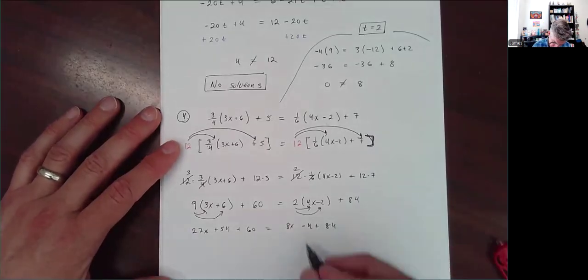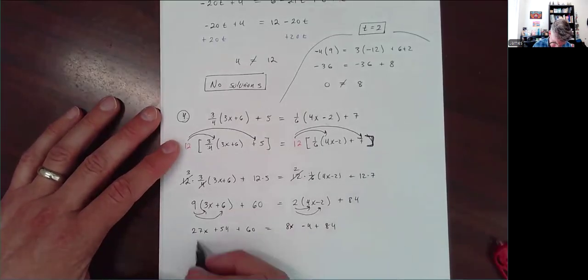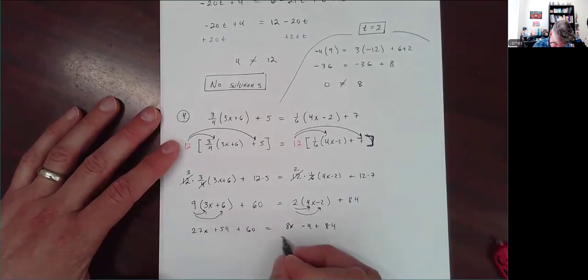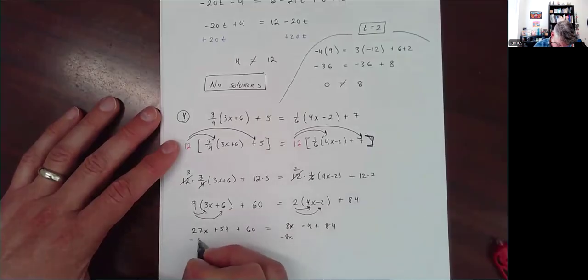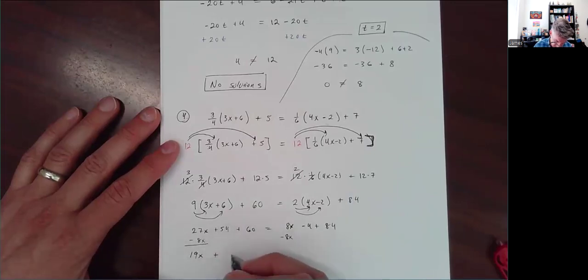So let's see, I have to combine all my x's together. So I'll probably subtract 8x over here and say I have 27x minus 8x. That's going to give me a 19x. I'm just going to add these together and get plus, let's see, 54 plus 60 is 114, equal to -4 plus 84 is 80.